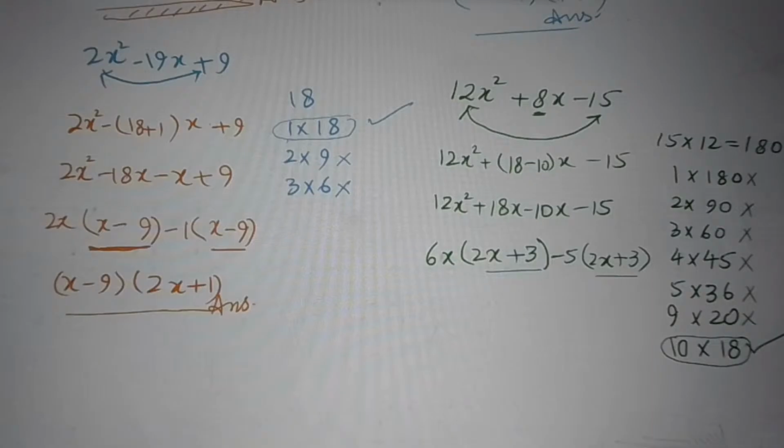of the factorization method, right? 2x plus 3 is commonly written once, and 6x minus 5 is the other factor.